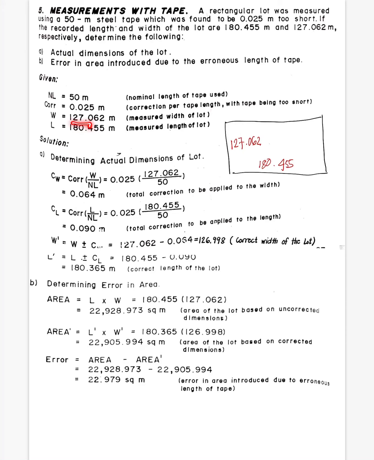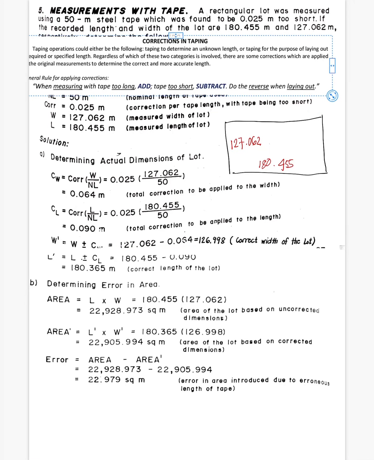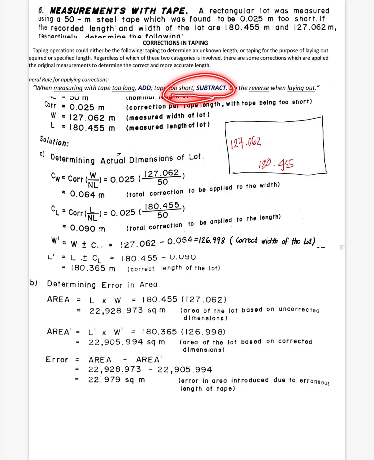Then you have the width of the lot, 127.062, and the length is 180.455. Okay, so let's have the solution. So first, letter A, determining the actual dimension of the lot. So this is measured, measuring, and that is too short. So you need to subtract. Since too short and that is measuring, you need to subtract.